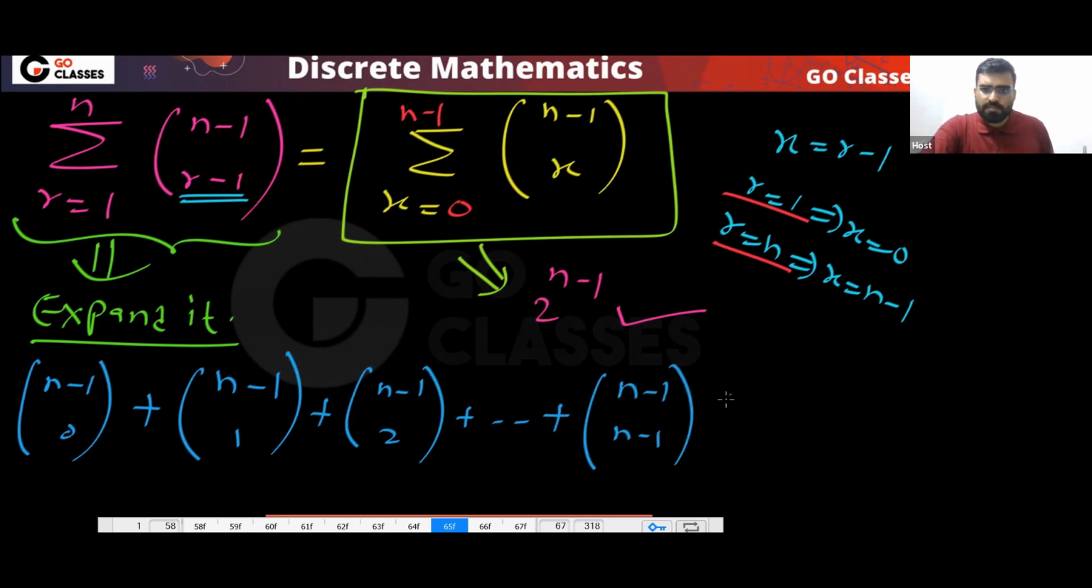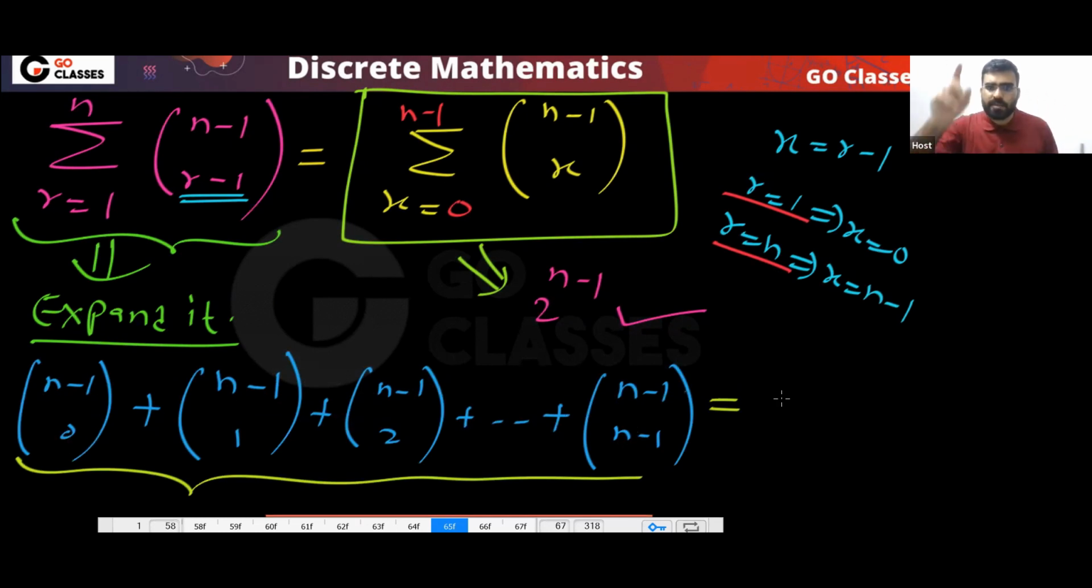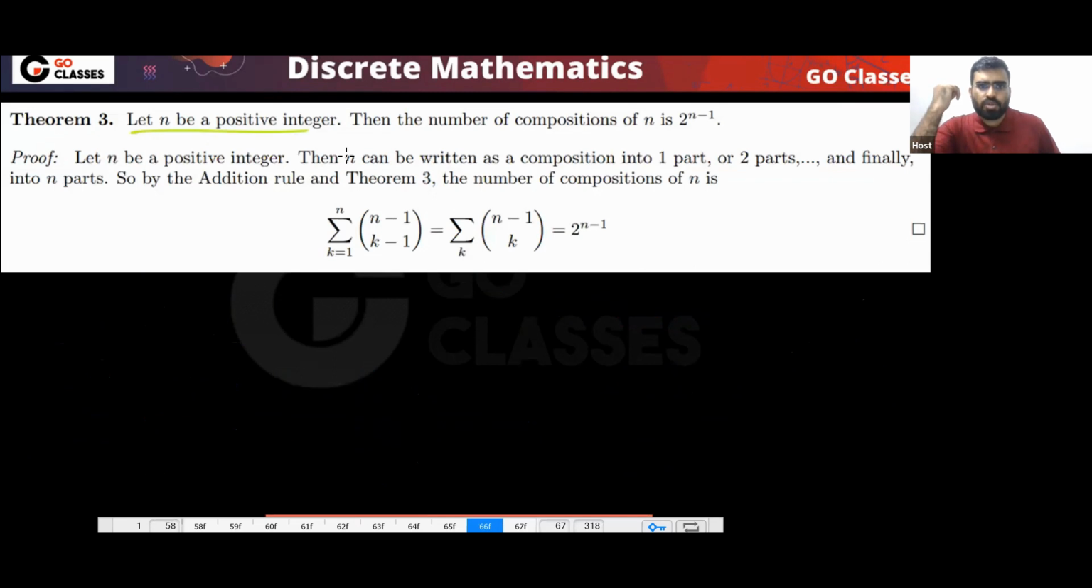So what is this? This is a summation of all the binomial coefficients. Here you have n minus 1 C0 up to n minus 1 C n minus 1, so that will be 2 power n minus 1. So this will be the number of total compositions. If you have a positive number n, then the total number of compositions will be 2 power n minus 1.